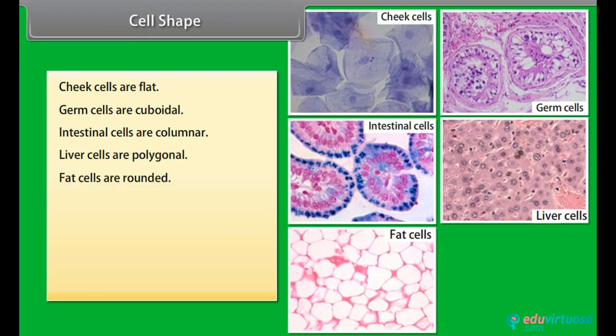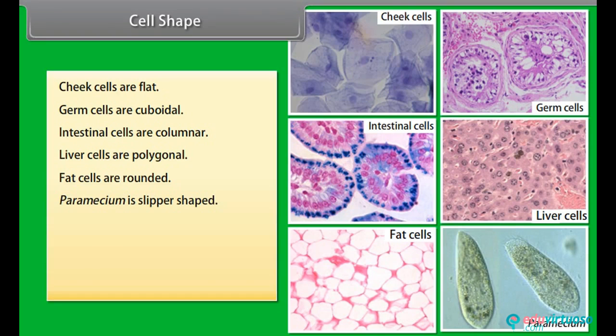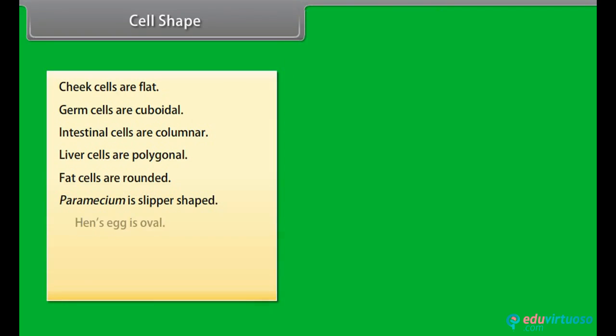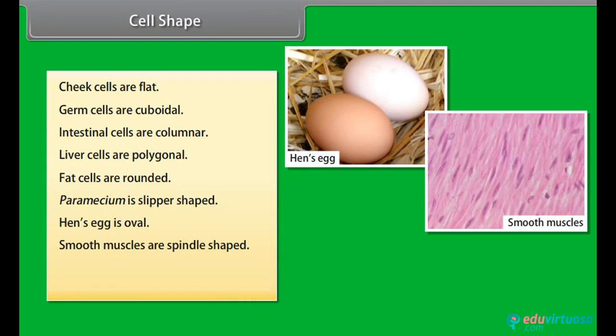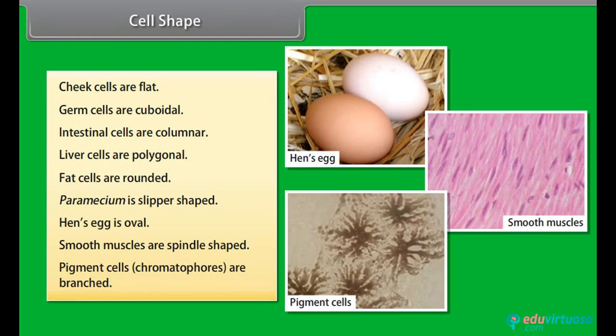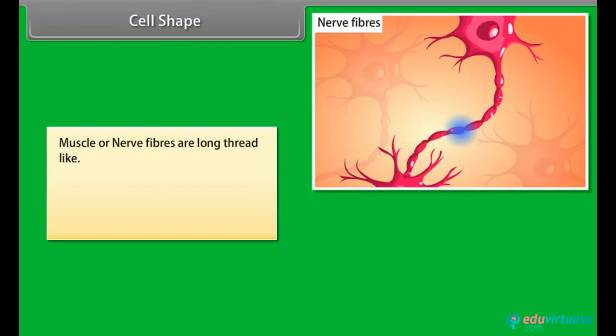Fat cells are rounded. Paramecium is slipper-shaped. Hen's egg is oval. Smooth muscles are spindle-shaped. Pigment cells, that is, chromatophores, are branched. Muscles or nerve fibers are long thread-like.